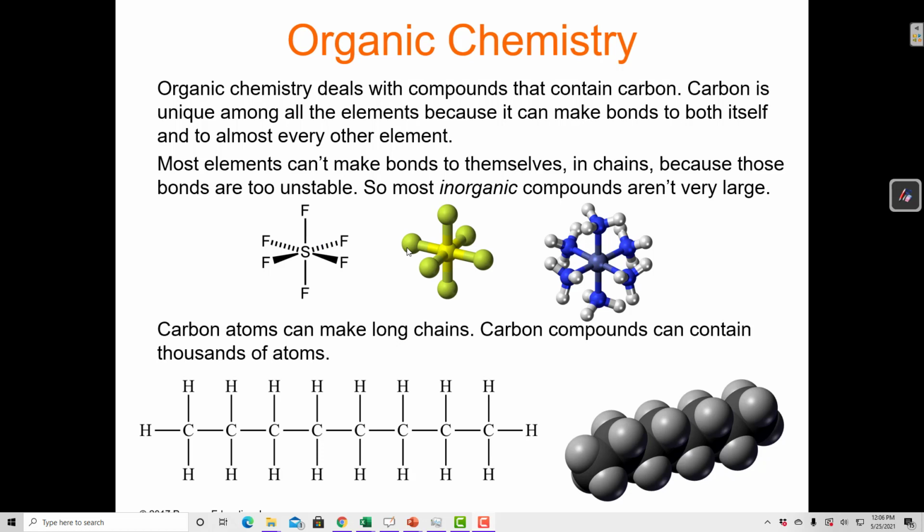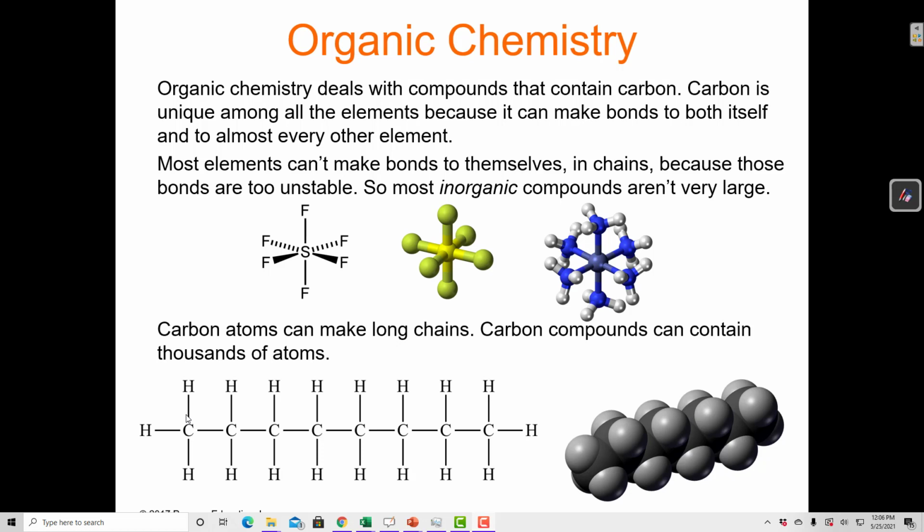A bond between two sulfur atoms is generally stable, but a bond between many sulfur atoms in a long chain becomes less stable. Sulfur actually is an atom that's fairly good at making bonds to itself. Fluorine can make a bond to another fluorine atom in an F2 molecule, but it can't make a chain of atoms. Nitrogen can't make a chain of atoms. Oxygen can't make a chain of bonds where they're all bonded together, but carbon can.